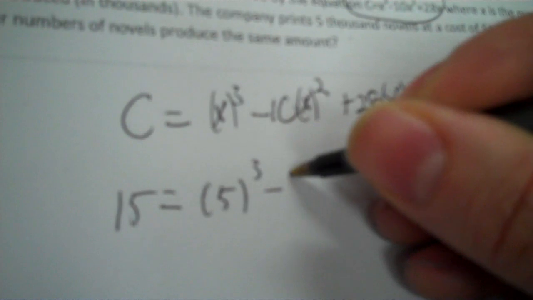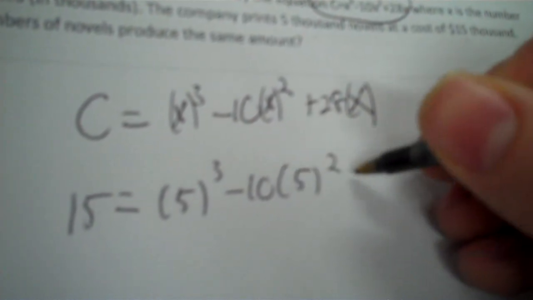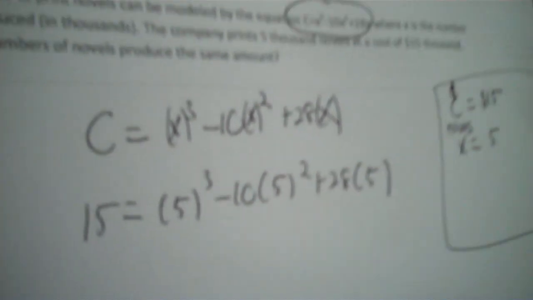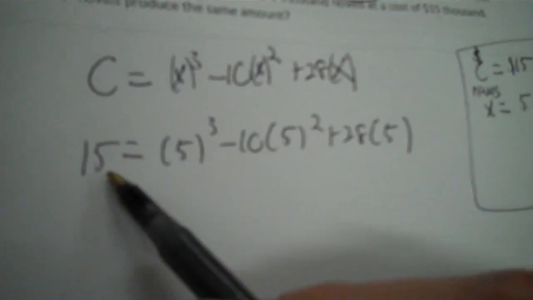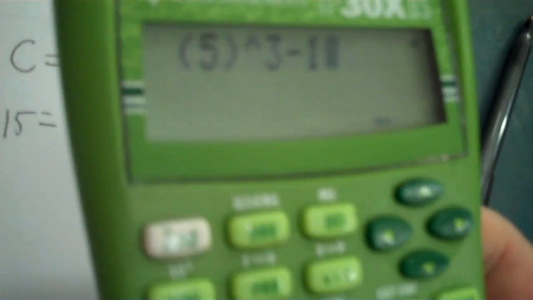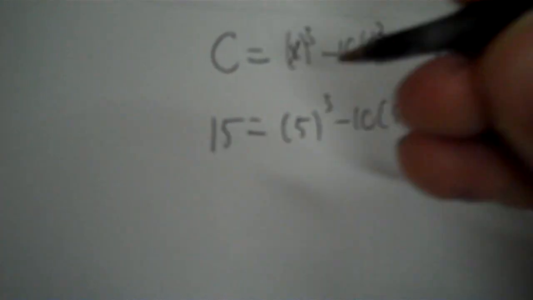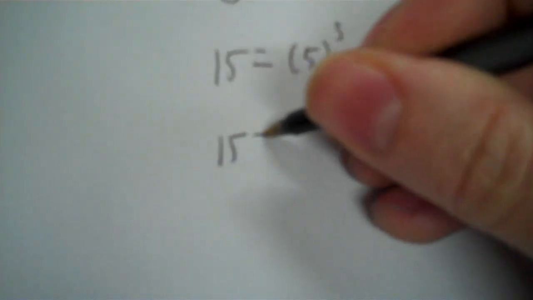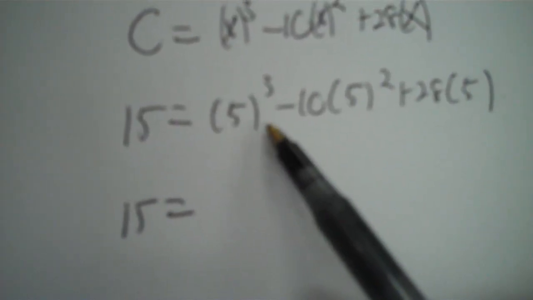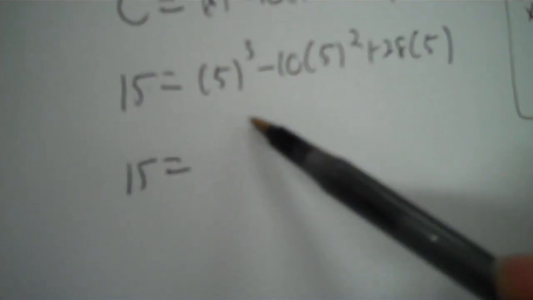So 5 to the 3rd minus 10 times 5 to the 2nd plus 28 times 5. Now make sure that equals 15. Just verify. If it doesn't, you got something wrong. Looks like it's 15. Now, what we're trying to do is keep the cost at 15, but we want to find out other amounts of novels, or other x's, that can give me 15.